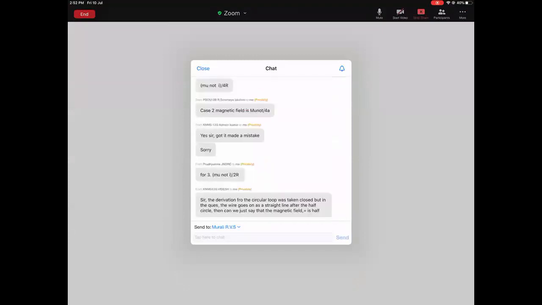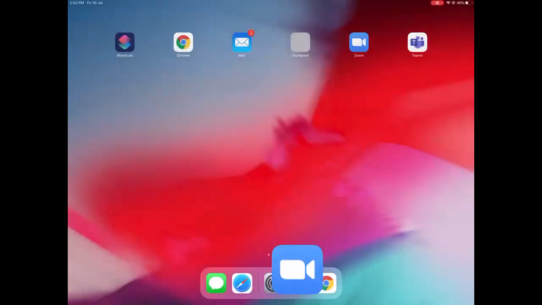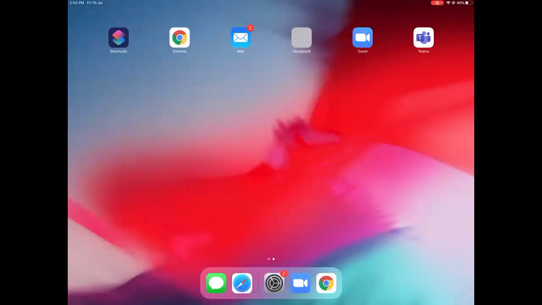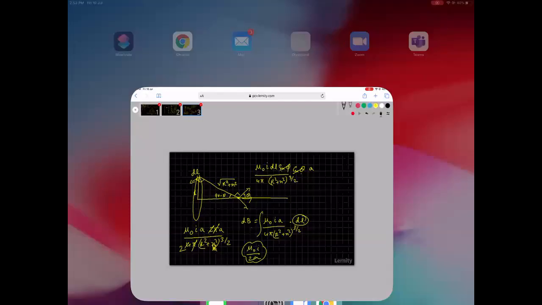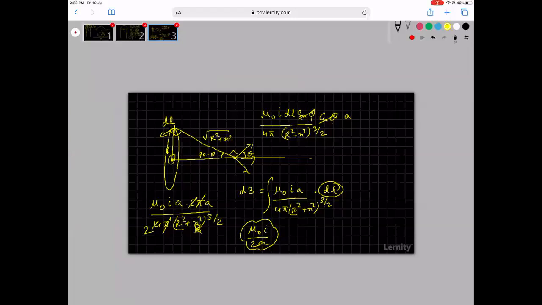So the derivation for the circular loop was taken closed, but in the question, it is an open thing. Doesn't matter. All that is going to matter is that half of the wire won't be there. Doesn't matter. At the center, there is not going to be any other component. So if you have half of a wire at the center, there will be no other component. There will be only one component.